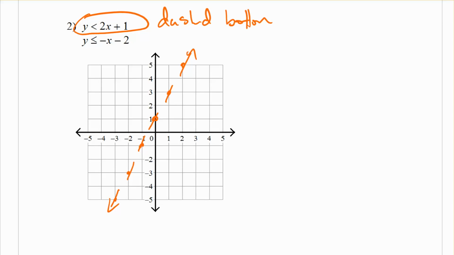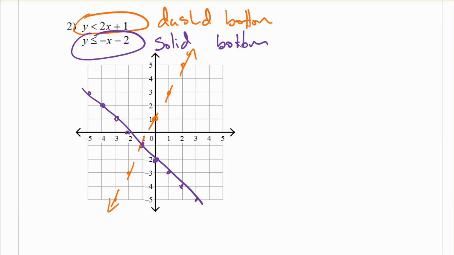And our next equation will be a solid line because we have the equal sign, and it's less than, so we're going to shade the bottom again. Y-intercept is negative 2, slope is negative 1, down 1, right 1, up 1, left 1. Make a solid line. That means any point on that line is a solution, and we want to shade the bottom of this line, and we're shading the bottom of the orange line.